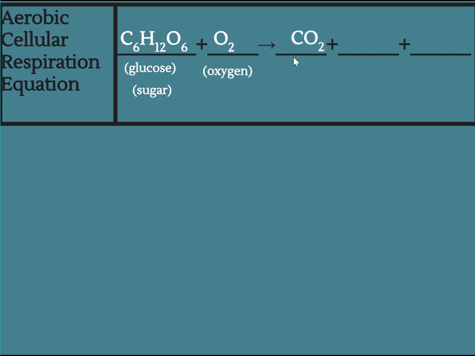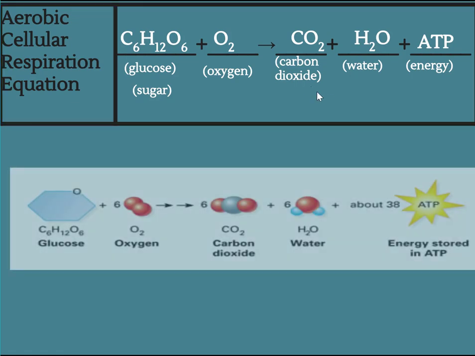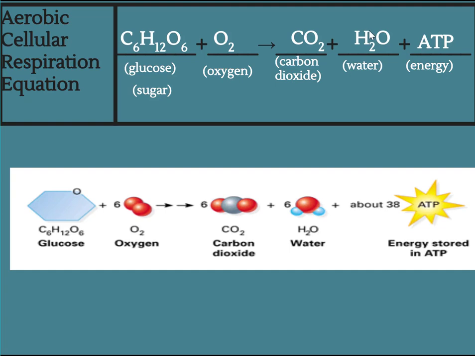And then our body is going to produce CO2, which is carbon dioxide, H2O, which is water, and then ATP, which is our energy source. So our body is going to exhale the CO2. We're going to sweat out the water, or it's going to be eliminated from our body by our urine. And then the energy is going to stay within our body and be used to run our cells and to run everything else.